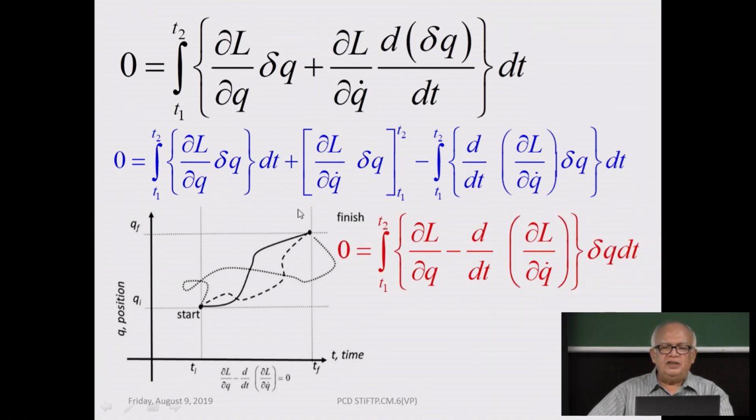And now you are left with an integral which is from t1 to t2. Del L by del Q is coming from here. From this term you get the derivative of del L by del Q dot. Okay, delta Q is common in the first and the third term, which you have written here. Okay, and the integration is over dt.